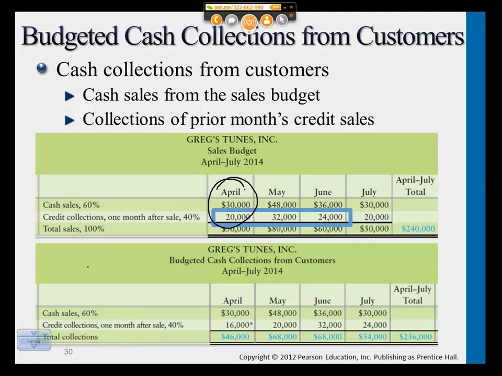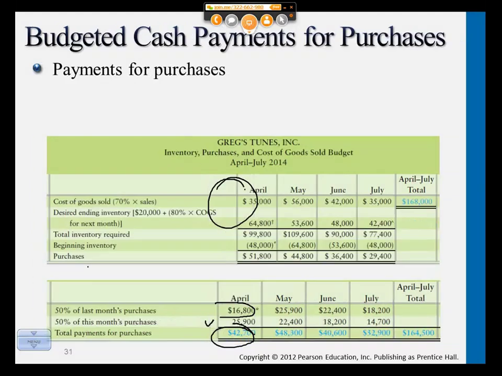We have 46,000 right here, right? In our budget, cash collections from customers. And what are they? They are 30,000 for the cash sales, and there are 16,000 right here for the 1 month after the sale for the credit collections. And that's based off March. That's right, right? It's 1 month after, okay? So pay attention that it's 1 month after that.